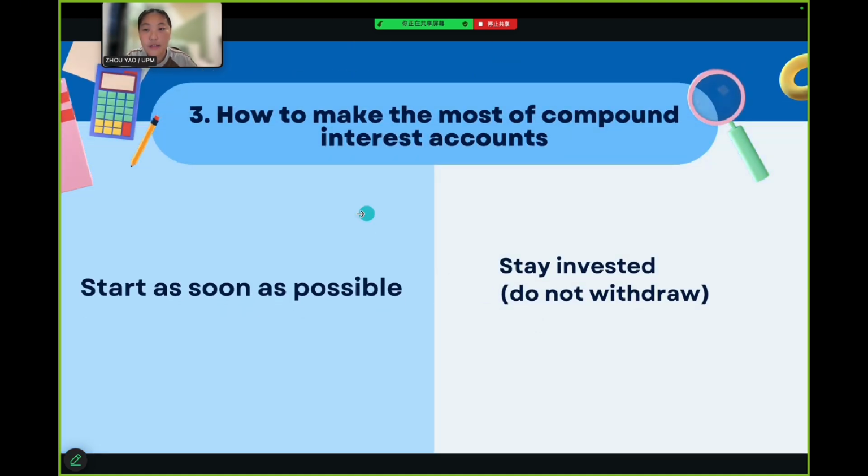So the last one, we will talk about how to make the most of compound interest accounts. The first one is to start as soon as possible, because compound interest offers increasing returns over time, so the more time you have, the better. The second one is to stay invested, because withdrawing money will decrease the amount, which will decrease your overall returns.